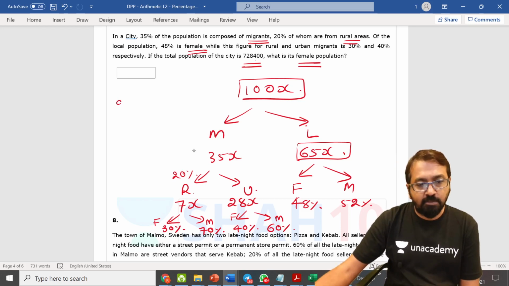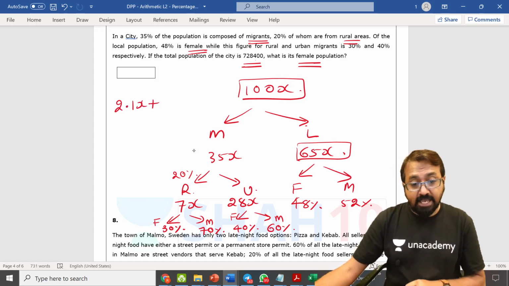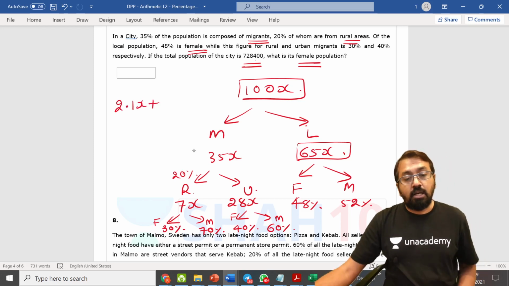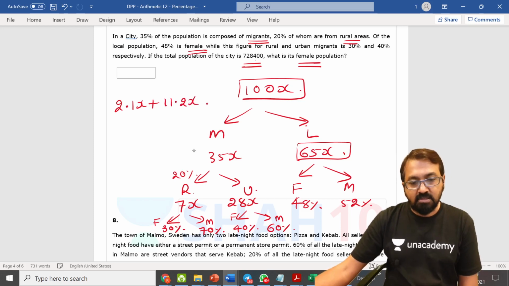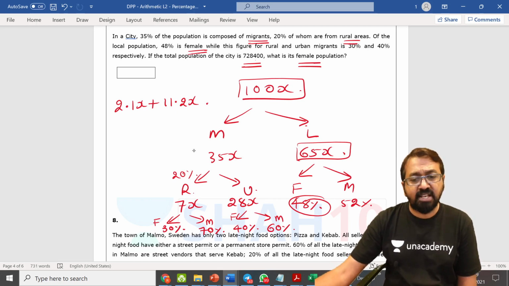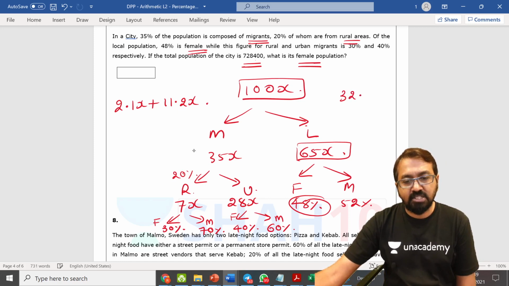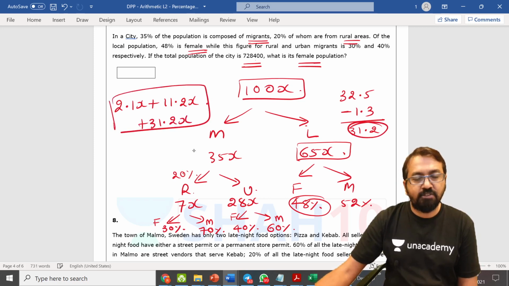30% of 7x, so it will come out to be 2.1x, plus 40% of 28x. Now 28 times 4, so it will be 112, so this will come out to be 11.2x, plus 48% of 65x. So now what will be 48% of 65x? What you can do is find 50%, which is 32.5, minus 2% of this, which is 1.3. So this will come out to be 31.2. Right, so 48% of 65x will come out to be 31.2x.